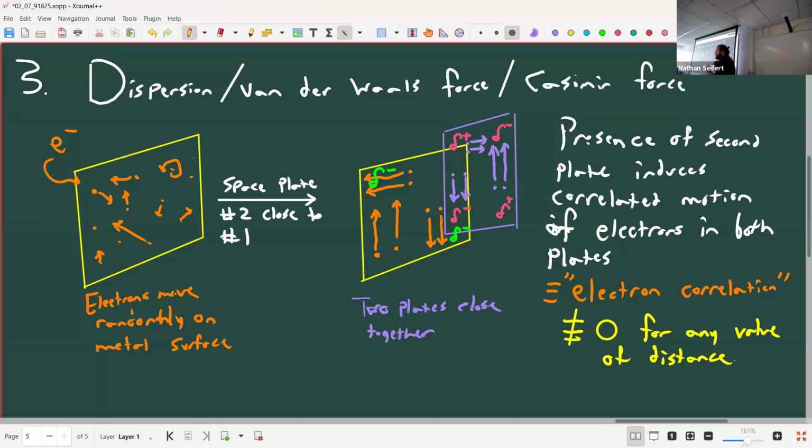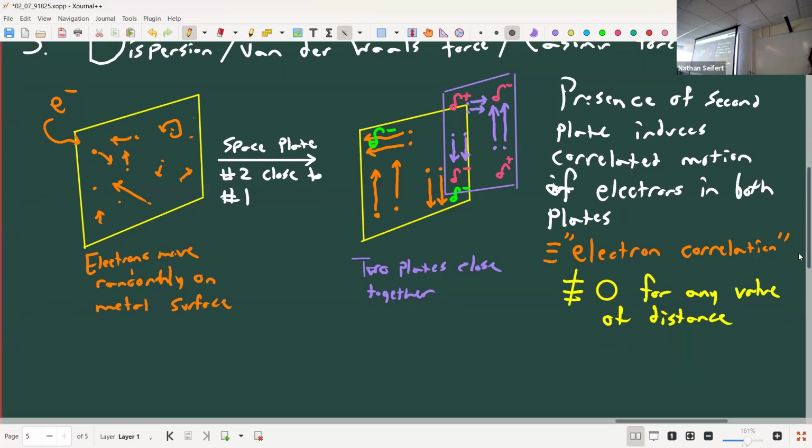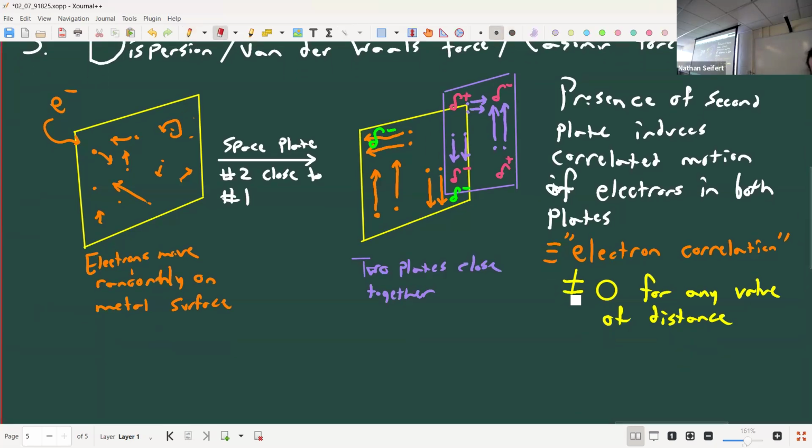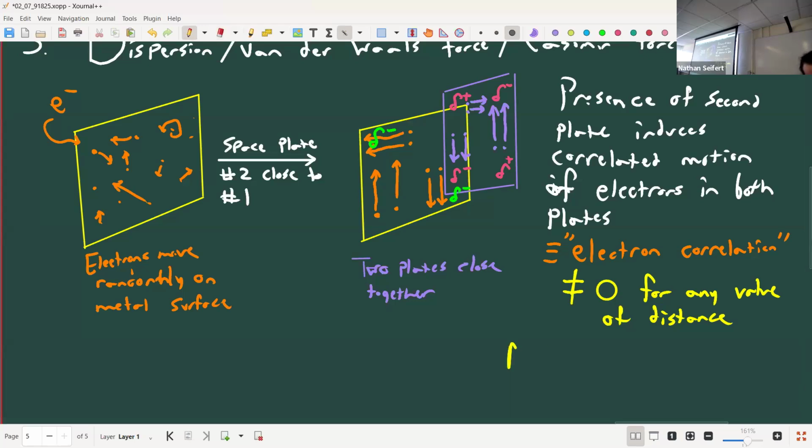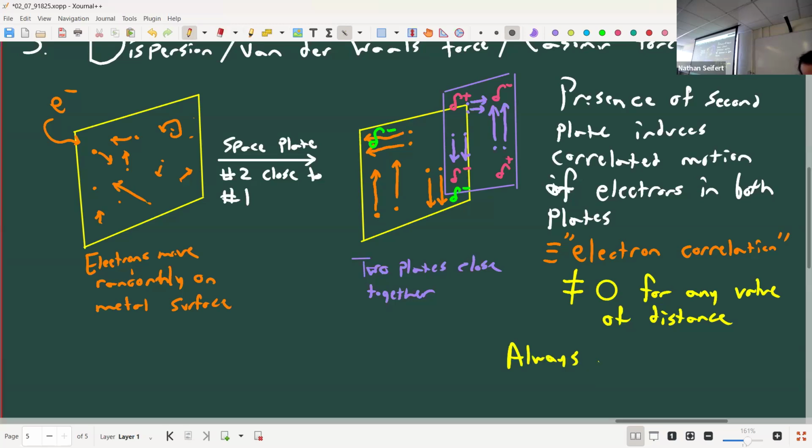It turns out in most cases it's a function of distance, but in the most stable region, the position between the two plates where they're not too close and not too far, it's always attractive. The correlation is attractive. Question? What is the triple line with the strike through it? It means non-zero. Yes, and it's always attractive.